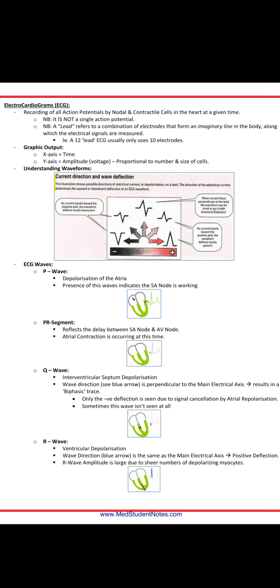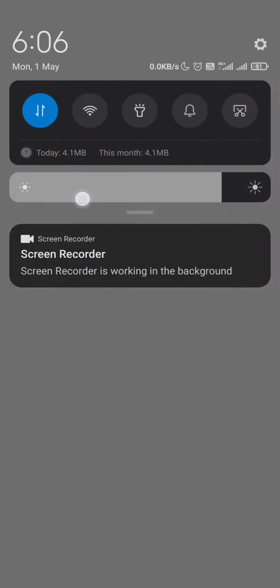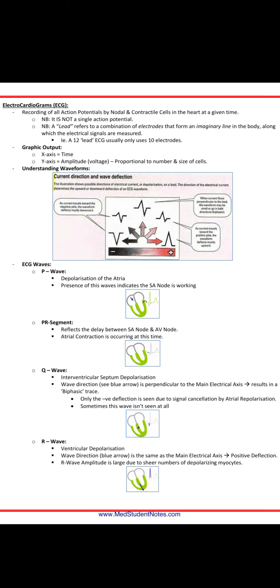The next point is that ECG is not taken from a single action potential. It is taken from the SA node at the same time, from the AV node at the same time, and from the bundle of His at the same time, along with the transmission. So it is not a single action potential.